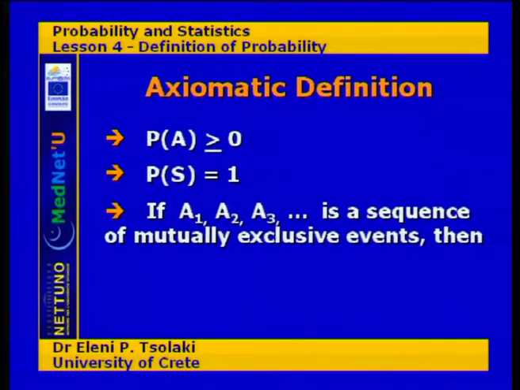Having made clear what the sample space is, the probability of that sample space should be 1. Also, another property: if we take a sequence of mutually exclusive events, A1, A2, A3, and so on. I remind you that by mutually exclusive, we mean that taken in pairs, their intersection doesn't have any common elements. So A1 with A2, they do not have any common elements. A2 with A3, A1 with A3, and so on.